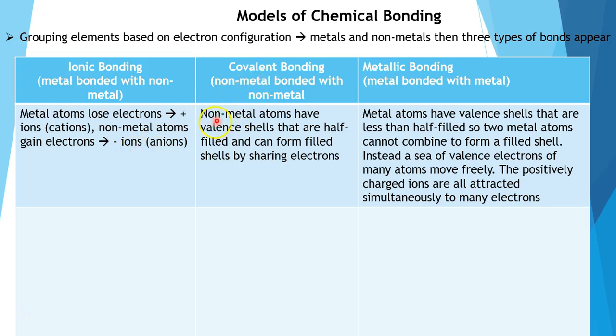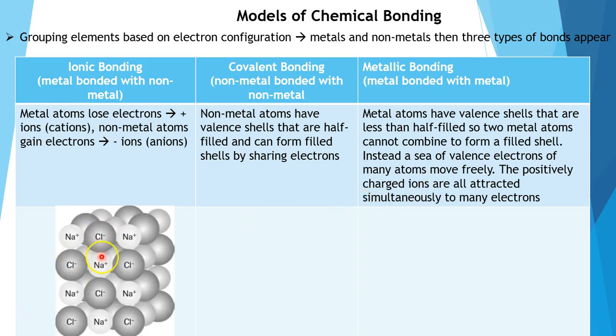In covalent bonding, the 2 non-metal atoms have valence shells that are half filled and can form filled shells by sharing electrons. And in metallic bonding, we have metal atoms that have valence shells that are less than half filled, so 2 metal atoms cannot combine, but instead they're going to have a sea of valence electrons that belong to all the atoms, and they move freely. The positively charged ions, therefore, are attracted to all these communal electrons that are moving freely.